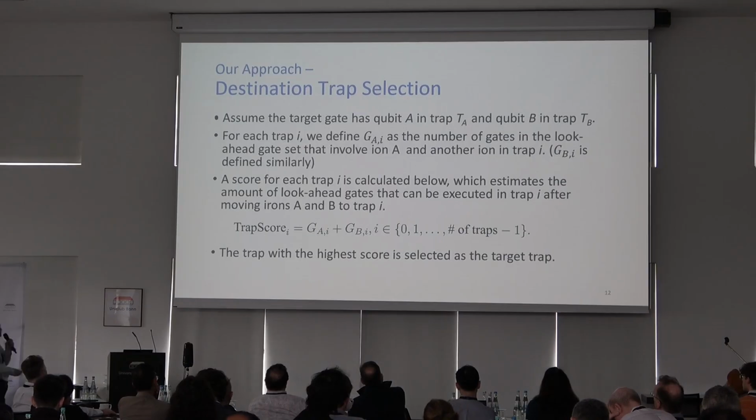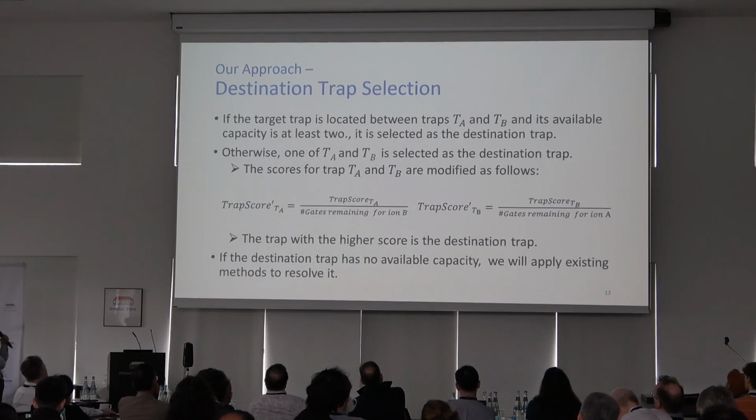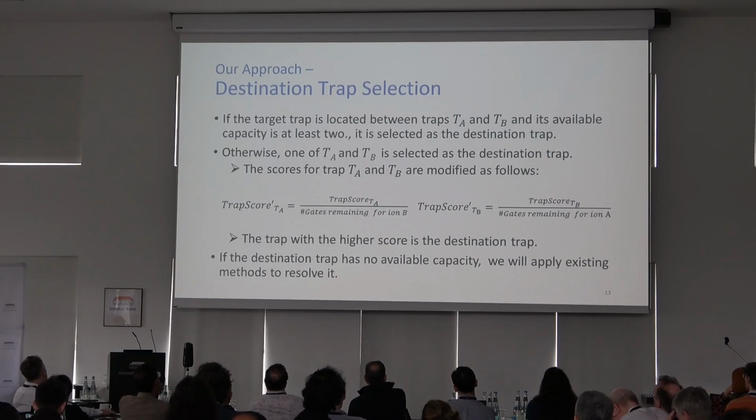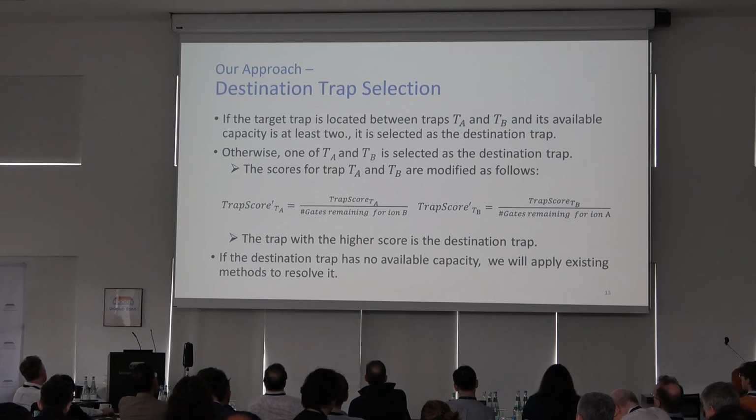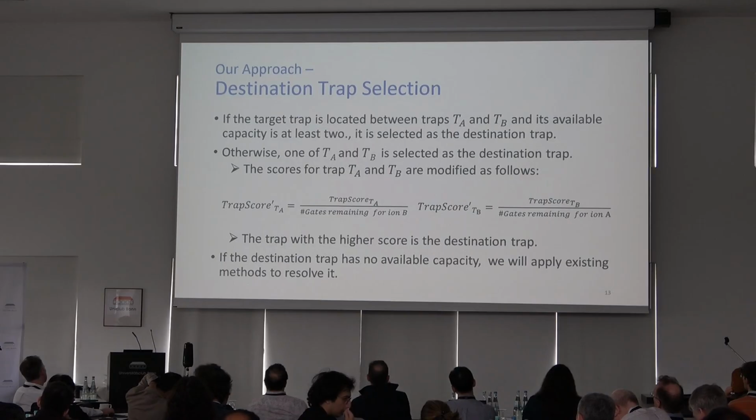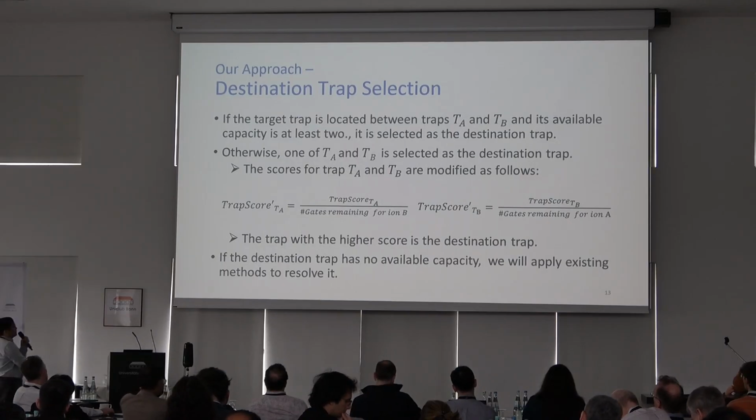If the target trap is located between traps TA and TB and its available capacity is at least 2, then this trap will be selected as the destination trap. Otherwise, one of TA and TB will be selected as the destination trap. And here, again, we modify the score function a little bit, and the trap with a higher score will be chosen as the destination trap. If the destination trap has no available capacity, then we will apply an existing method to resolve it.